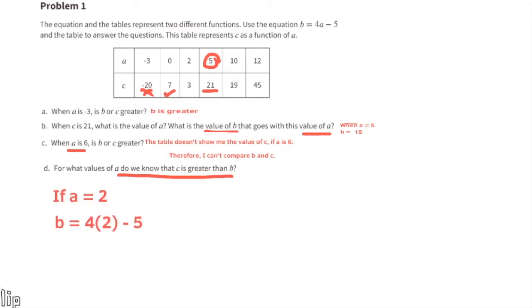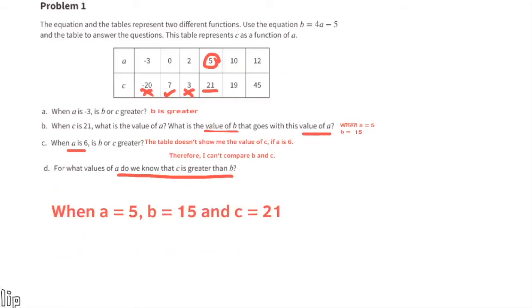Let's look at this next one. When a is 2, 4 times 2 is 8. 8 minus 5 is 3. When a is 2, c is 3, and b is also 3. So in this case, they're equal, and c is not greater than b. Let's look at the next one. When a is 5, 4 times 5 is 20. 20 minus 5 is 15. When a is 5, b is 15, and c equals 21. Therefore, c is greater than b when a is 5.